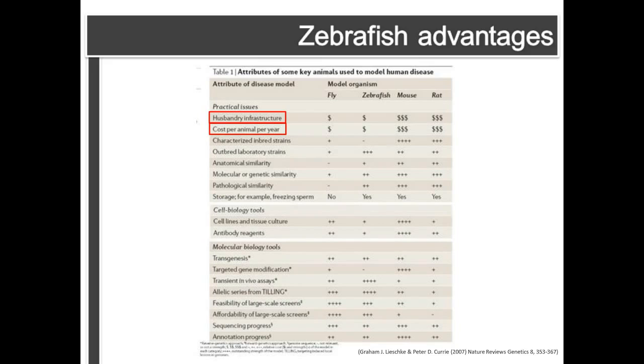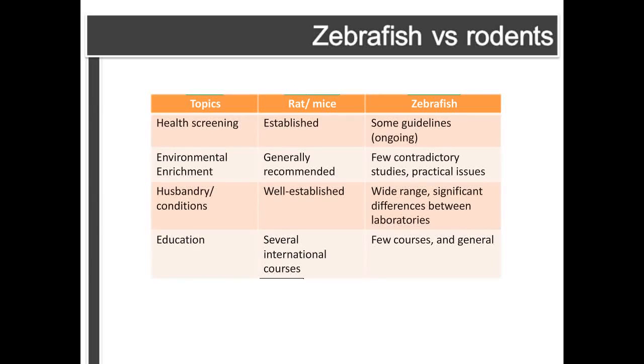You can see that in the husbandry infrastructure, the cost per animal per year is decreased with fly and with zebrafish, but zebrafish has advantage more than the fly. There is the genetic similarity and pathological similarity with humans. It also is quite advantageous when you want to use large-scale screenings with several drugs. So you have zebrafish and you have rodents, and it's the most used animal model.